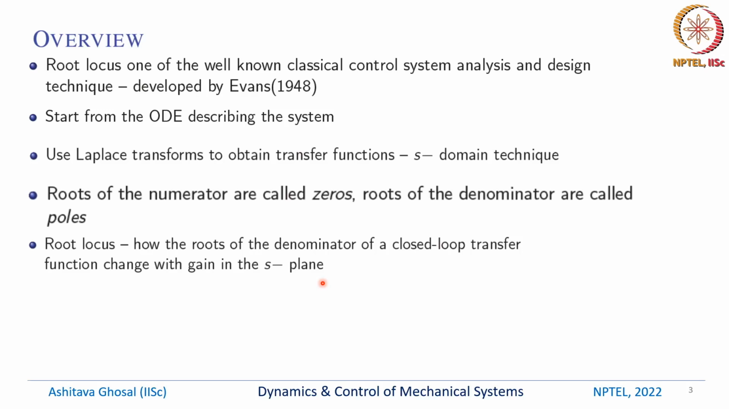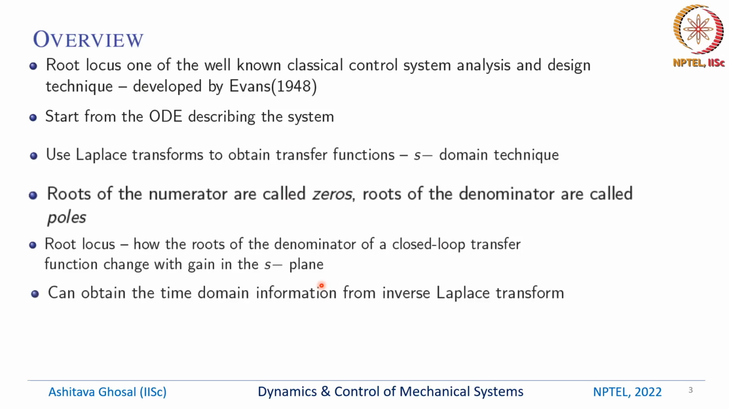Then we look at how the roots of the denominator polynomial of the closed loop transfer function change as the gain k is changed. This is the basic approach of a root locus. We can obtain the time domain information from the inverse Laplace transform whenever we want. The limitation of the root locus is that it is limited to single input, single output systems.